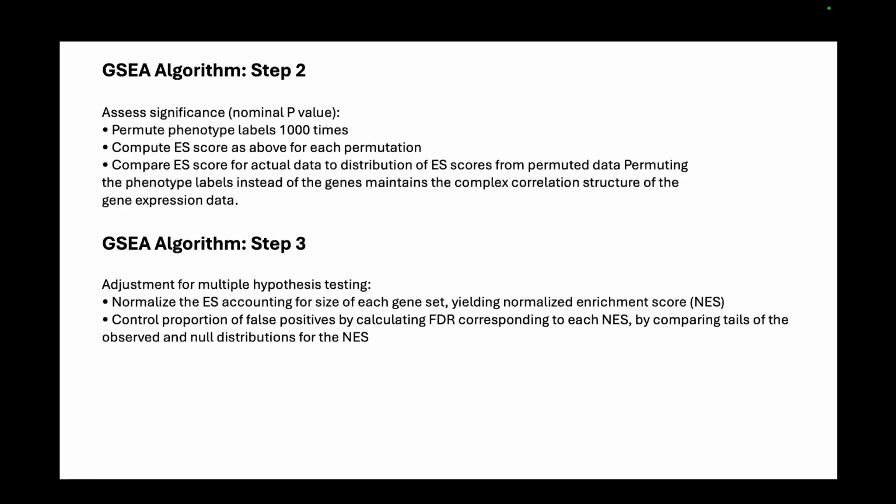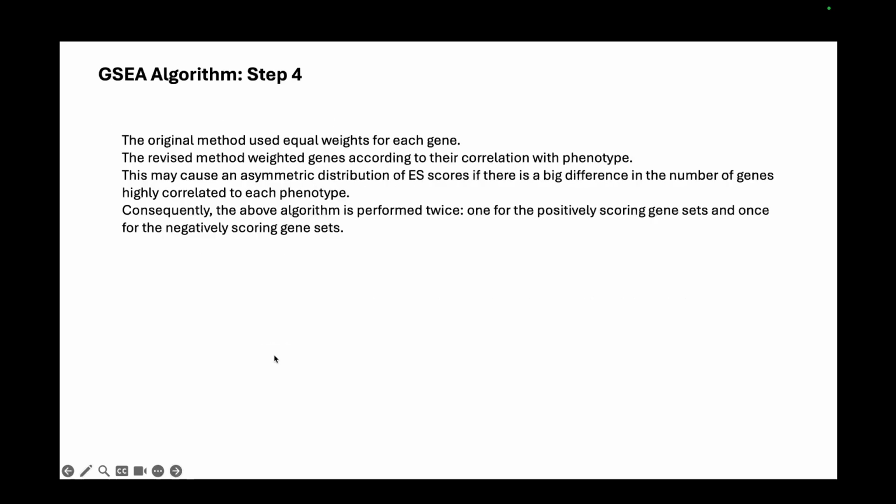So after even permuting, if a particular gene is coming up, say for example the enrichment score is not changed, that means that is your enrichment score. Then what it does is normalize the enrichment score, accounting for the size of each gene set, which yields the normalized enrichment score, and then it controls the proportion of false positives by calculating the FDR for each normalized enrichment score by comparing the tails of the observed and null distributions for the NES.